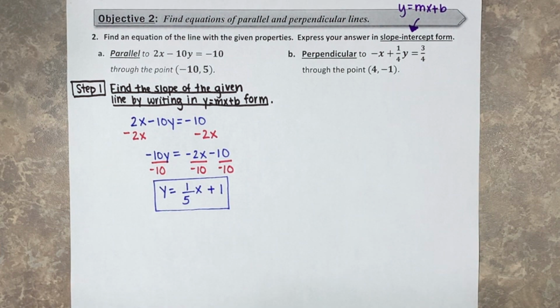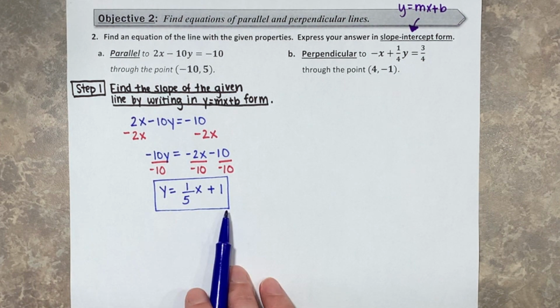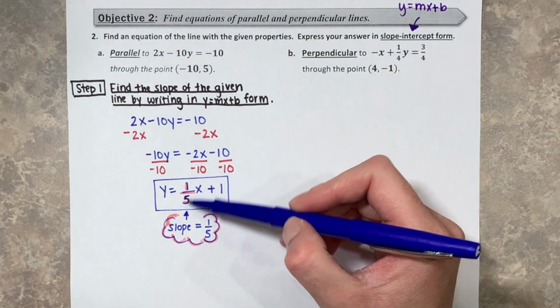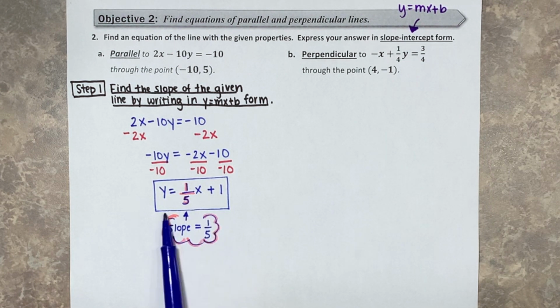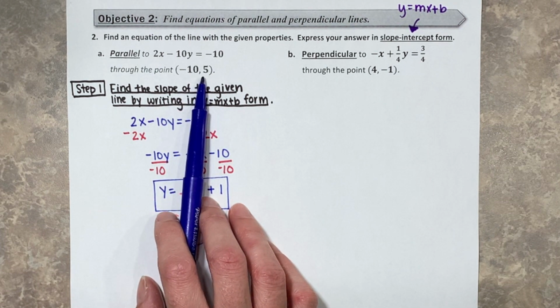Now, what was the purpose of writing our given line in y equals mx plus b form? We did this because we needed to find the slope. And when your equation is written in y equals mx plus b form, you can quickly identify the slope, which is 1/5 in this case. Now, this was the given line written in y equals mx plus b form, but we're supposed to come up with the equation for a brand new line. Our brand new line needs to be parallel to the given line, and our brand new line needs to go through this specific point.